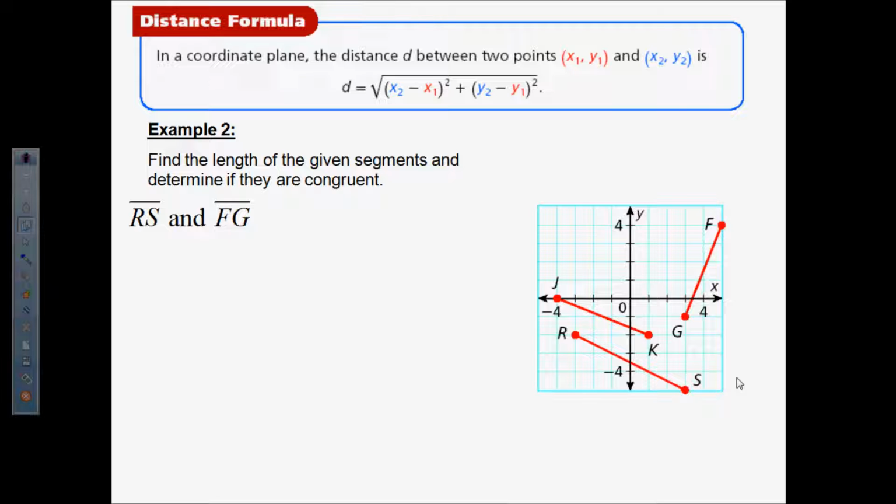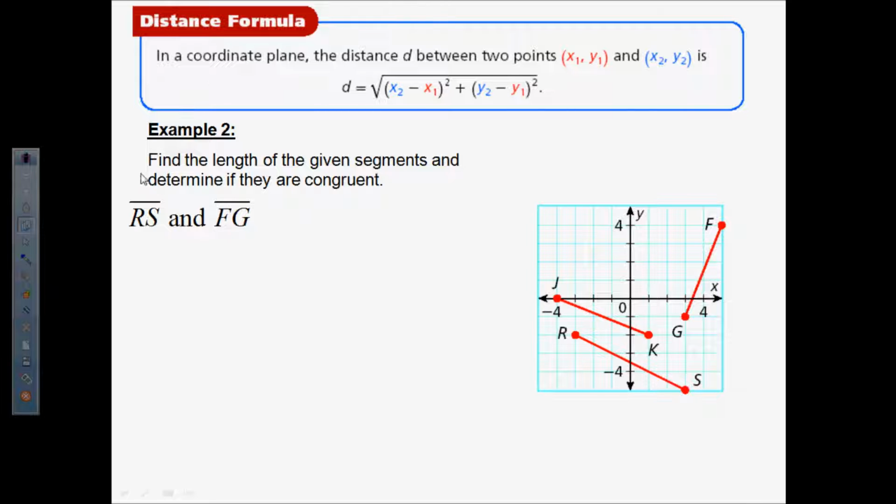Next is the distance formula. In a coordinate plane, the distance D between 2 points, x1, y1 and x2, y2 is this formula right here. So the distance formula will calculate how far one point is from another.